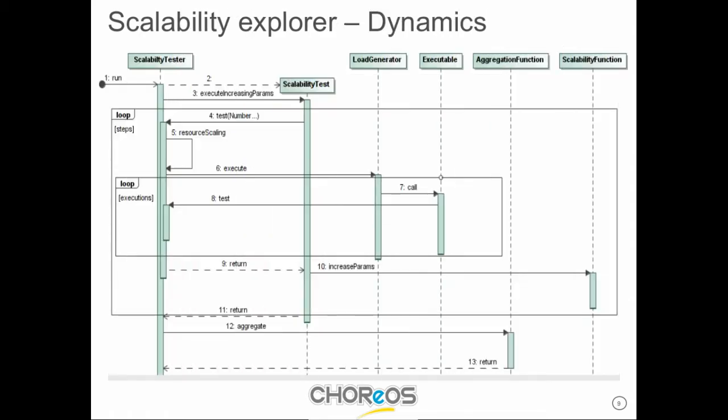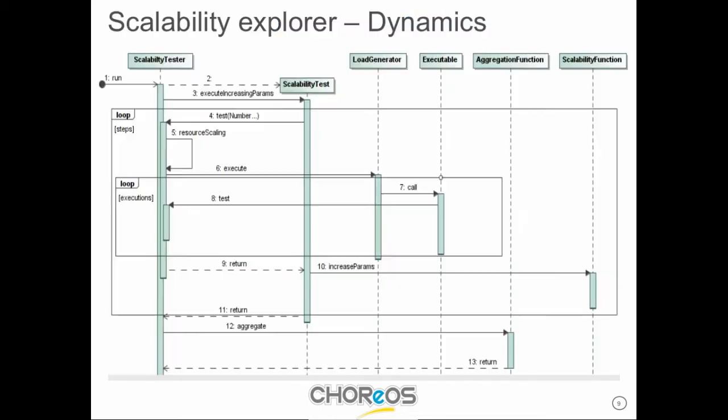In the deliverable for 0.2.2, we have a detailed explanation of the dynamics of all this process and how all the components of this framework work: the scalability tester, how it calls the scalability test, and how it interacts with the load generator, executable, aggregation function, and scalability function to execute the overall test. Here, let's go directly to a live demo instead of going into the details, but the details are explained in the text.